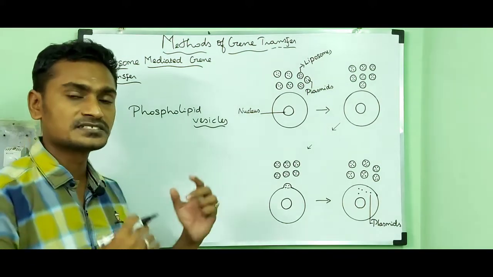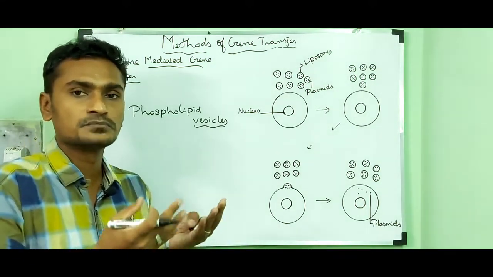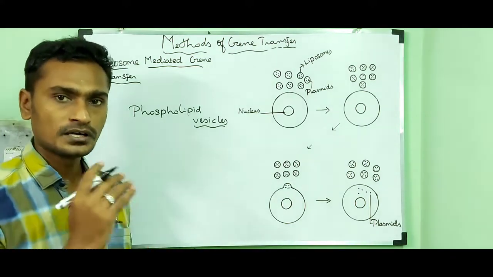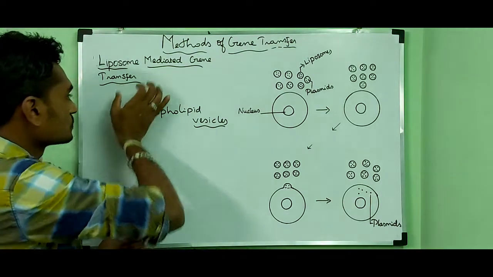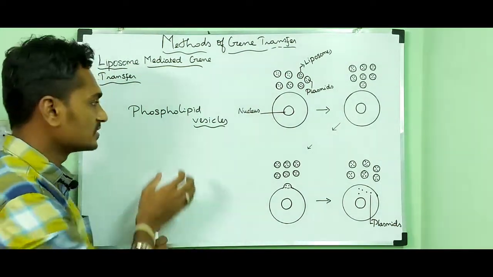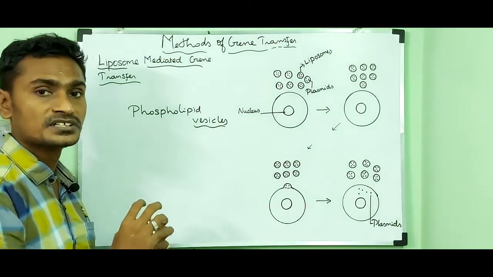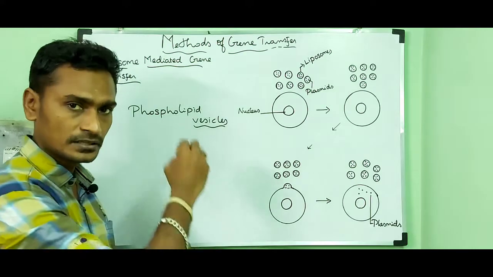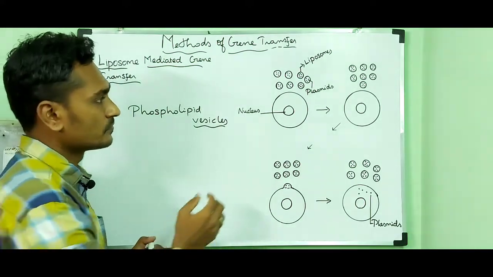Vesicles means they can secrete, they can uptake materials, and they can transport material within the plasma membrane. So liposomes are artificial phospholipid vesicles. These liposomes are used in the transfer of genes into the plant vacuole, into the plant cell.